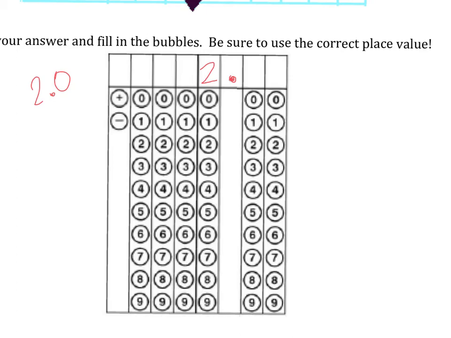And something I would prefer you do is, do you see on this far left side how it has a positive and a negative? We know it's positive, so I would go ahead and fill in my positive. If you leave this part blank, it will assume positive, but I would prefer you go ahead and always bubble in the positive.